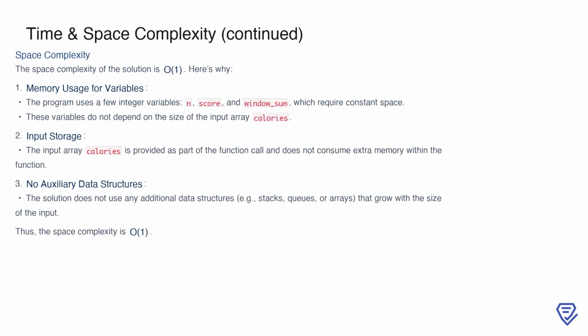Turning to space complexity, the solution is highly efficient in its use of memory. The program primarily uses a few integer variables, such as n, score, and window_sum. These variables require a fixed amount of memory, regardless of the size of the input array calories. Additionally, the input array calories itself is not copied or modified in a way that would increase memory usage. Finally, the solution does not rely on any auxiliary data structures like stacks, queues, or additional arrays that might grow with the size of the input. This absence of additional memory allocation means that the space complexity of the solution is O(1), as it remains constant no matter how large the input becomes.